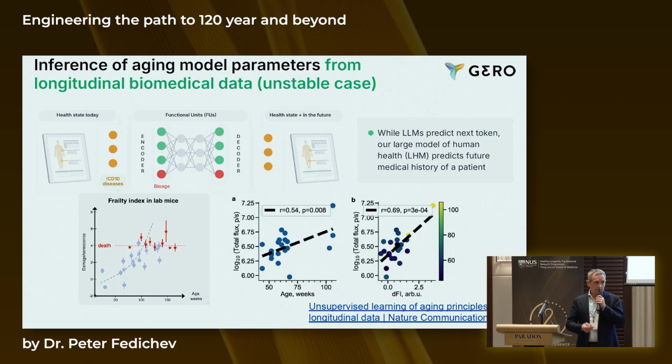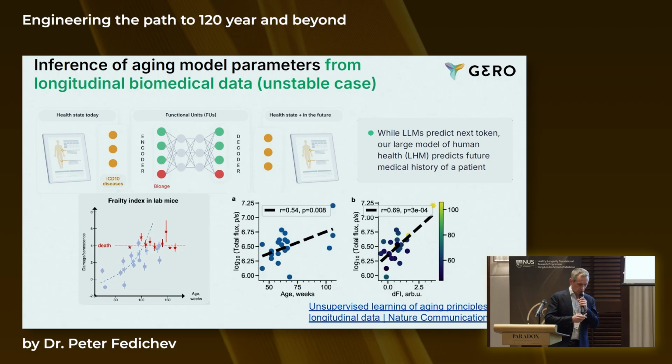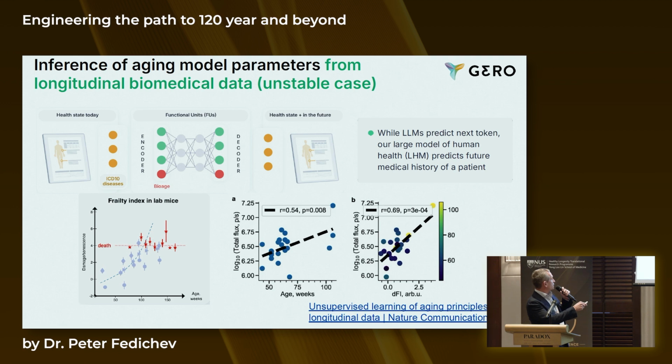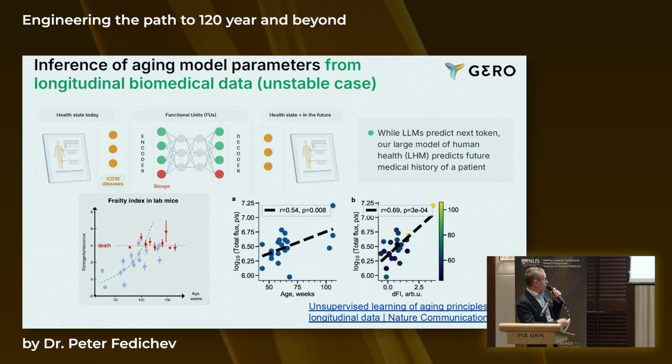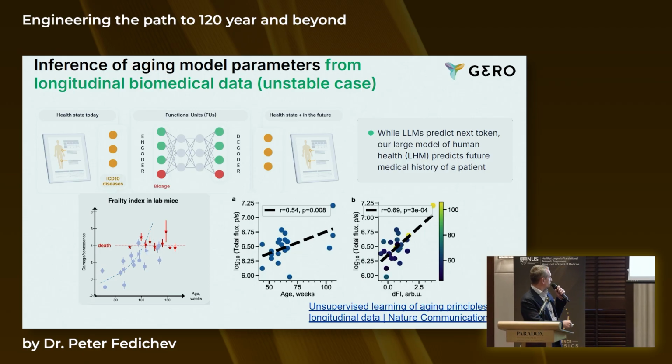So, of course, this is theory, but in practice you can identify the parameters of these models from longitudinal biomedical data. To identify dynamics, you have to have longitudinal data, and that's what we do. We take biomedical data of animals or humans today, and we try to predict this biomedical data in the future. If these models are set up correctly, they identify the parameters, and one of these parameters, for instance in mice, works like a biological age.